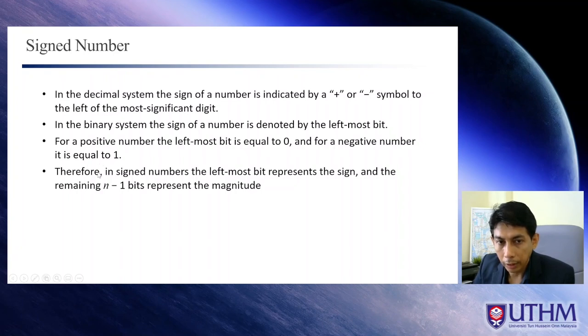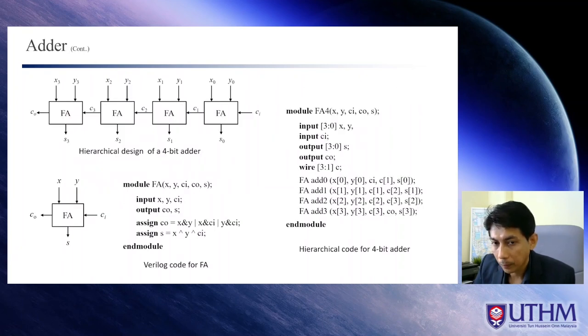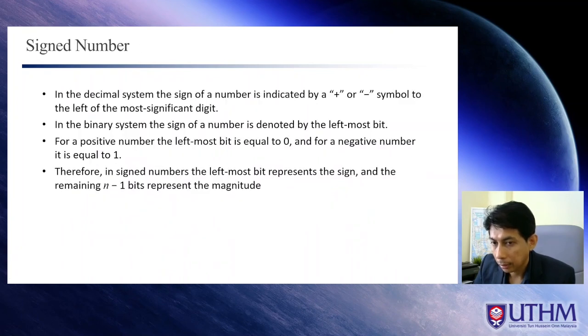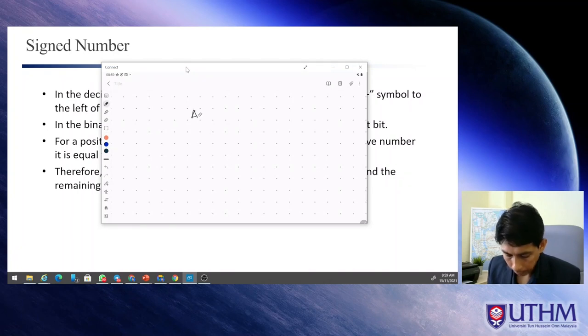Now, if you look at the subtract, you will find that it is not easy to derive the truth table because it involves borrow in subtraction, right? So it is not easy to derive the truth table for that. But we can actually make use of the adder that we have to do subtraction. For example, if we want to do a minus b, right?